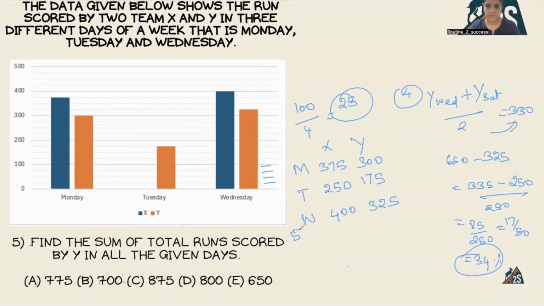Fifth sum. Find the sum of total runs scored by Y in all the given days. We have to sum directly all the 5 scores. Let us start with hundreds, go for tens and then ones. 300 plus 100 is 400, 400 plus 300 is 700, 700 plus 75 plus 25, that is 100, so 800. 800 is your answer. You should be quick enough in basic addition and subtraction so that you will be able to answer these questions very quickly.